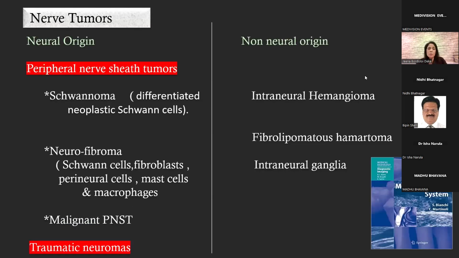But for all practical purposes, I have used this classification, which has been given in Bianchi and Martinoli's textbooks, that nerve tumors can be neural or non-neural in origin. So the neural tumors are basically the peripheral nerve sheath tumors, that is the schwannomas and the neurofibromas, and the malignant peripheral nerve sheath tumors, and also the non-neoplastic, that is the traumatic neuromas. The tumors of non-neural origin are intraneural hemangiomas, fibrolipomatous hematomas, and intraneural ganglia.